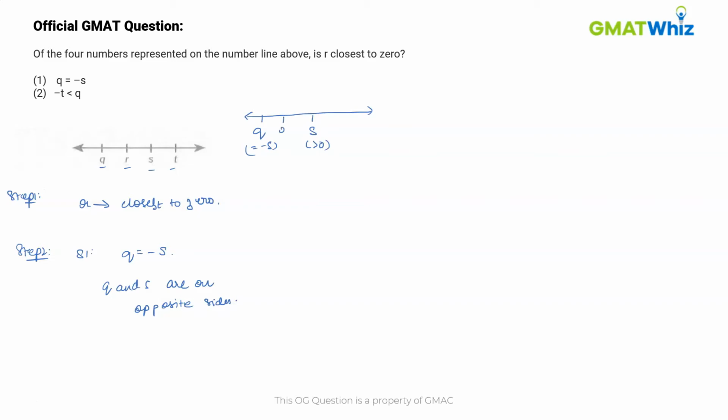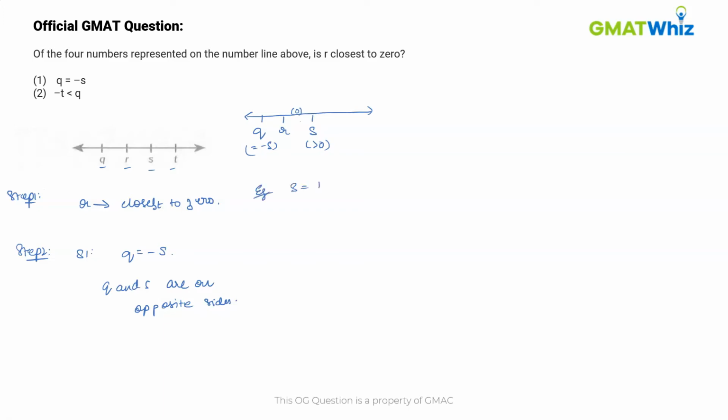And since R is also lying between Q and S, 0 should be near to R, or 0 can be here also. So in both the cases, we can say that R is closest to 0. If it is still not clear, let's take an example using numbers.